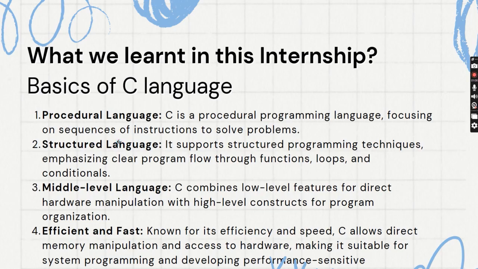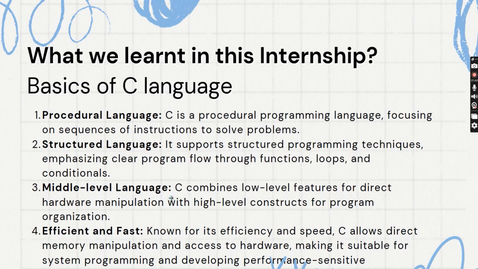C language is a procedural language and it is used in many embedded systems. Procedural language means C focuses on a sequence of instructions to solve problems, and it is also a structural language. It supports structured programming techniques and emphasizes clear program flow through functions, loops, and conditionals. It means it has functions, loops and conditional statements, etc. And it is a middle level language.